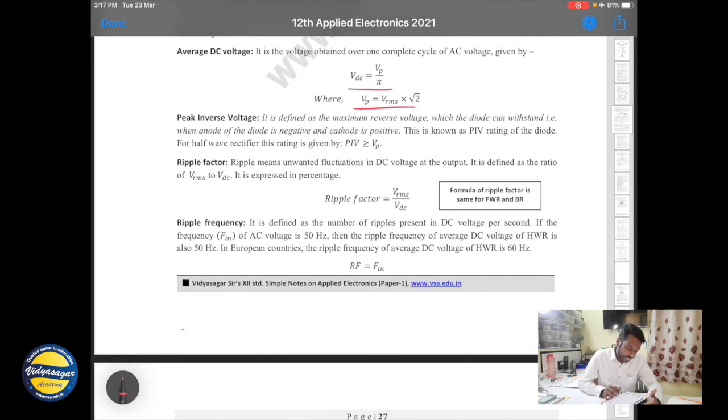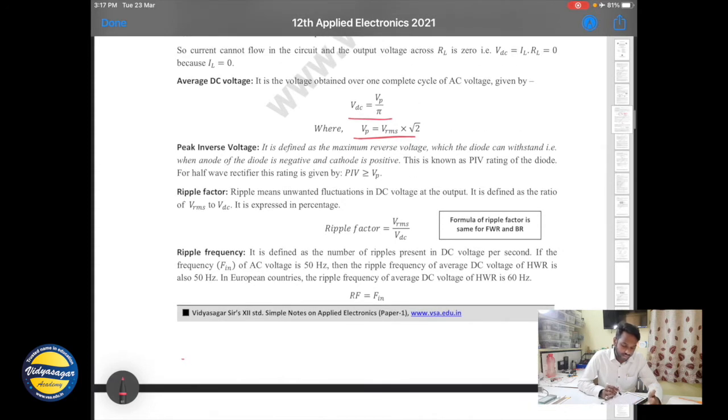Ripple factor is equal to Vrms upon Vdc. Now, if you are given Vdc and Vrms, then you can simply calculate the ripple factor. And my friends, note down that when we will be solving different numericals on the half wave rectifier, these formulas will be very important for you. Please note down this formula. I am telling you these things again and again because in board exams there is a separate weightage for all these formulas and the numericals that we will be solving.